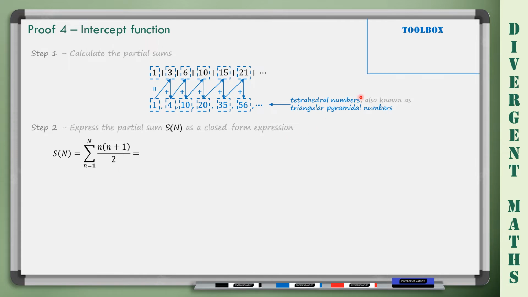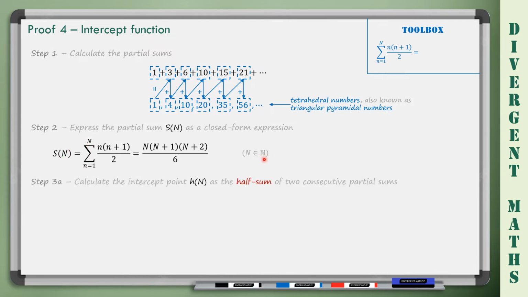Let's open the toolbox. What is that? It's expressed as n times n plus 1 times n plus 2 over 6. That is the expression for what we call the tetrahedral numbers, or triangular pyramidal numbers. So let's take that expression, we plug it in, here it is. And in that expression, of course, N, which is the partial sum from lowercase n equal 1 to uppercase N, is a natural number.